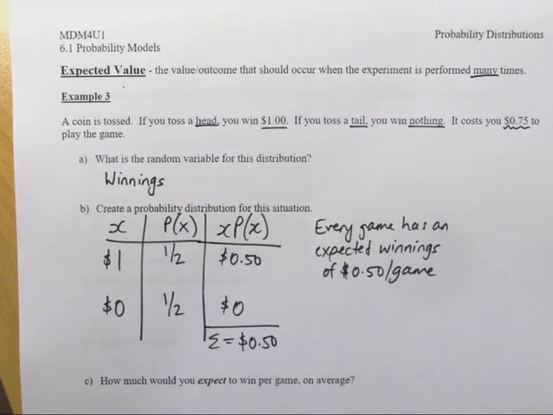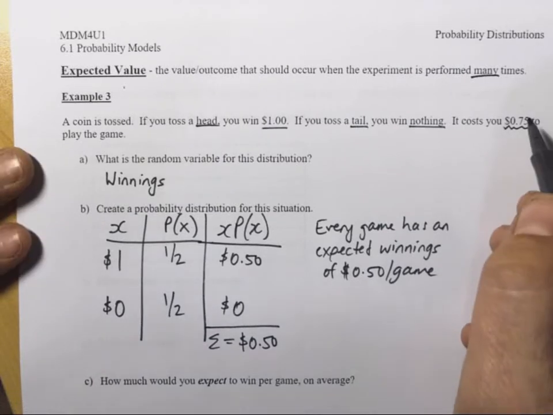Now, if we get really lucky, sure, we might win $1, 10 games in a row. That would be very lucky, though. We might get very unlucky and win nothing 10 times in a row. But regardless, if we played this over and over and over and over again, it would average out to about 50 cents per game.